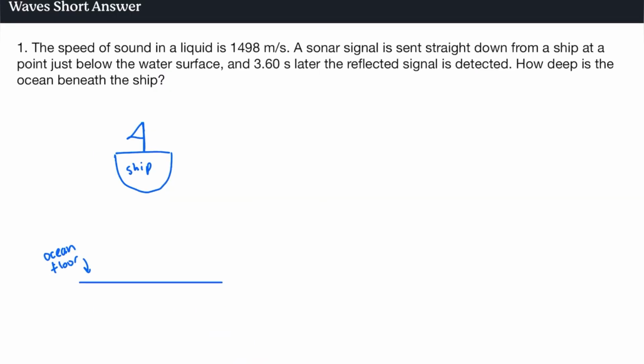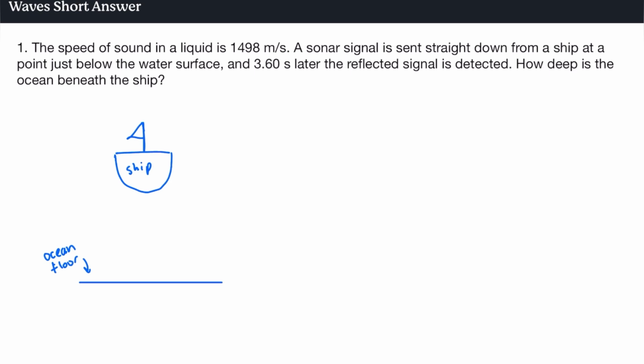Okay, so now we're going to move on to some short answer practice. So number 1, the speed of sound in a liquid is 1,498 meters per second. A sonar signal is sent straight down from a ship at a point just below the water surface, and 3.6 seconds later, the reflected signal is detected. How deep is the ocean beneath the ship?